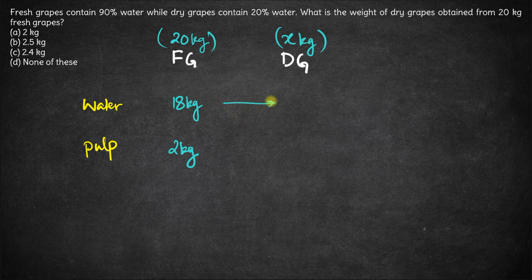Now water is going to get evaporated, so the final quantity of water is going to be less than 18 kgs. But the amount of pulp has to remain the same. The pulp will not get evaporated. So pulp should remain the same, 2 kgs.